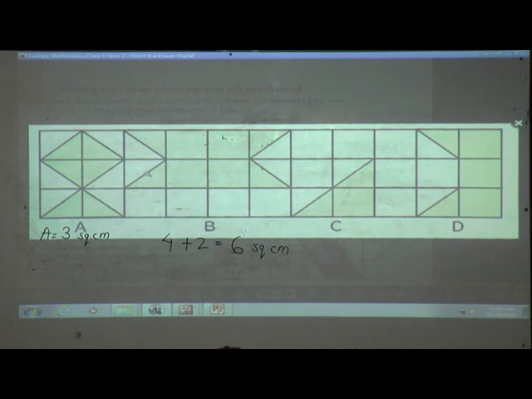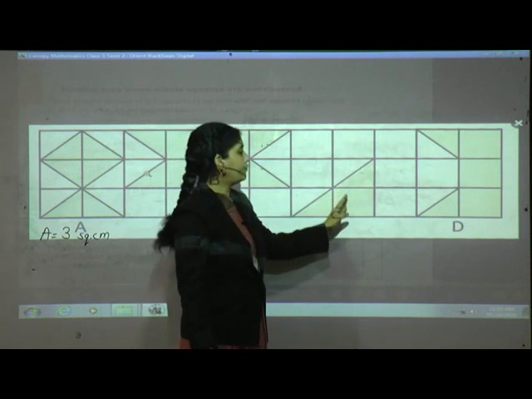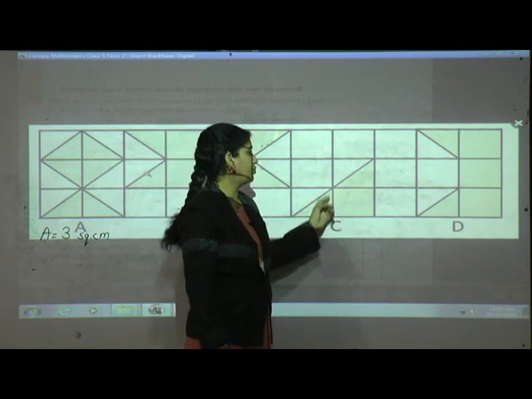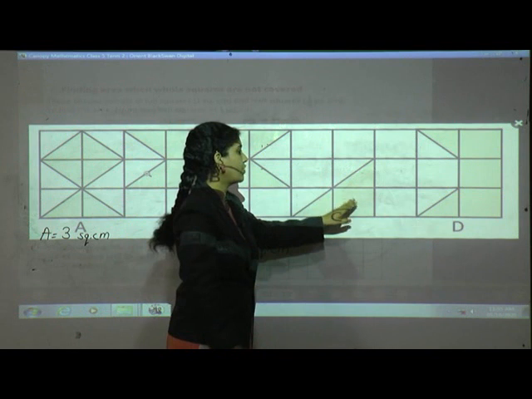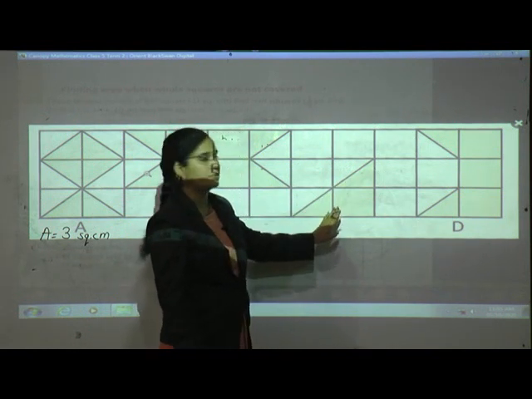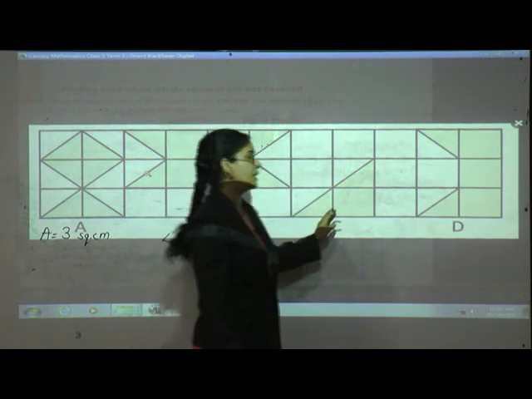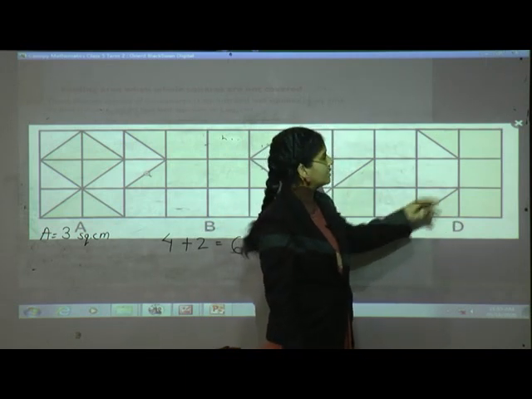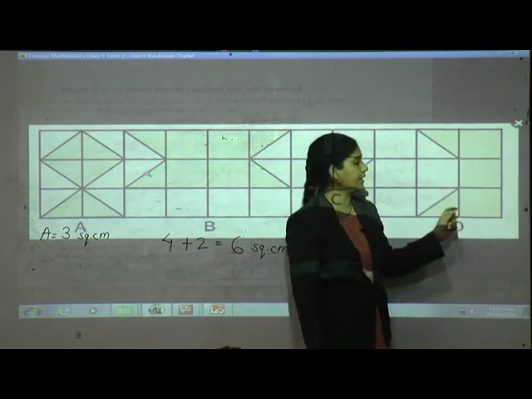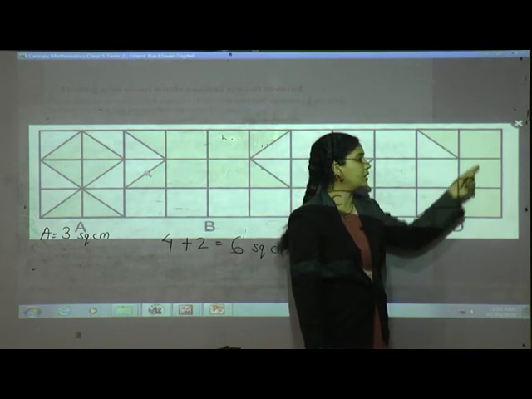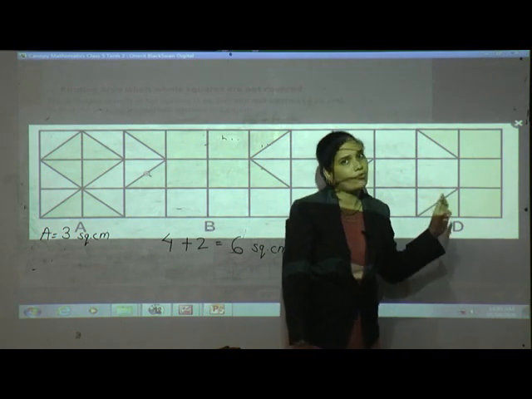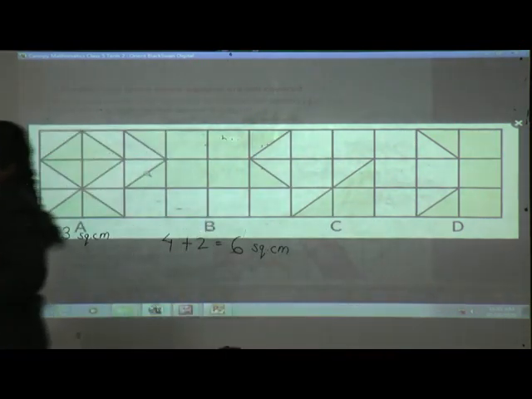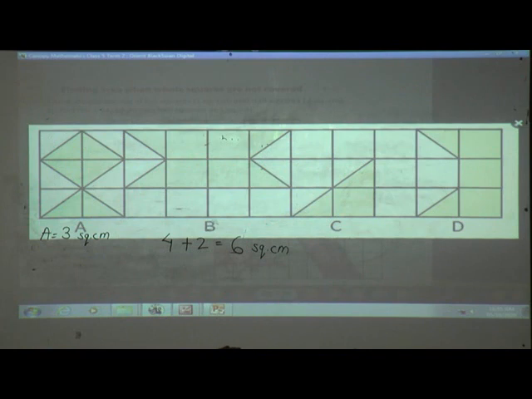Now, C. See, in C, here is 1 full square and 2 half squares. That means 1 plus 1, very good, 2 square centimeter. And in the figure D, yes students, how many squares? 3 full squares and 2 half squares. 3 plus 1, 4 square centimeter. Very good. See students, now we will see the next one.